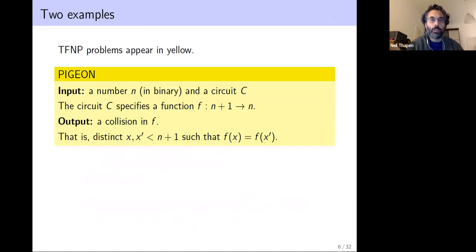So here are two examples of problems, and I'm going to write the problems in yellow. This one is called PIGEON, and the input looks like this. It's a number n in binary, so the interval described by the number is exponential size in the length of the number, and it's a circuit. But you gloss over the details of this a bit, and you think of the circuit as just determining a function, in this case from n+1 to n, and then you're interested in some property of a function. And so we know by the pigeonhole principle that any such function must have a collision, and the search problem is to find this collision.